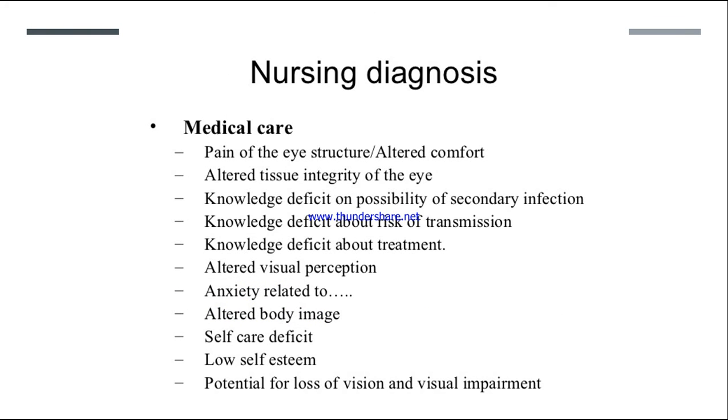Nursing diagnoses: pain of the eye, altered comfort, altered tissue integrity of the eye, knowledge deficit on possibility of secondary infection, knowledge deficit about the risk of transmission, knowledge deficit about the treatment, altered visual perception, anxiety related to the disease condition, altered body image because of swelling of the eyes, swelling of the eyelids, self-care deficit, low self-esteem, and potential for loss of vision and spatial impairment. So these are some of the nursing diagnoses that you can apply for the disease condition conjunctivitis.